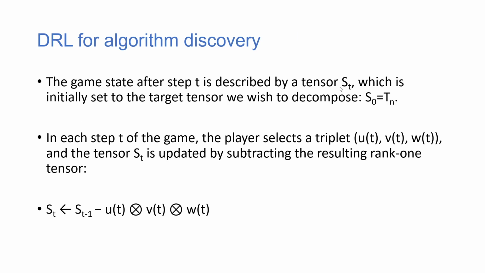And the game initially, as mentioned before, starts with the 3D tensor that expresses the matrix multiplication, and the agent is going to select an action, which is a trio of vectors. You apply the tensor product on this trio of vectors and subtract it from the current tensor, and that's how you get the next state.